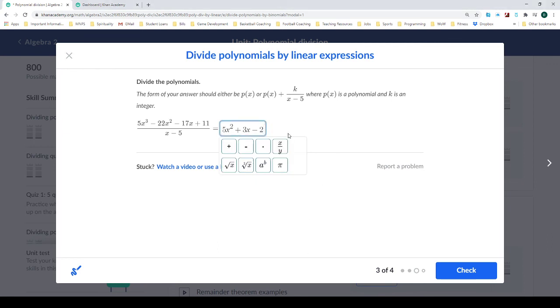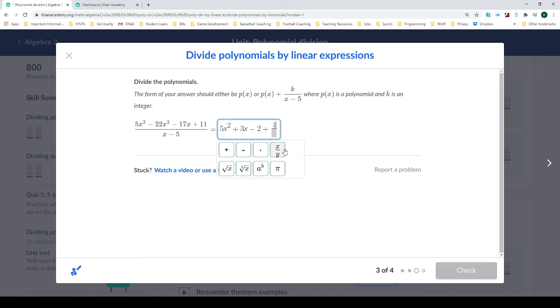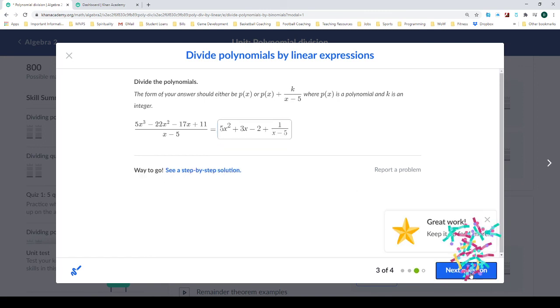So now you need to use a fraction, so we are adding. So I'm going to use fraction. I'm going to do 1 over, and then the bottom is going to be x minus 5. So hopefully we got this right. Moment of truth, and finally we got it correct.